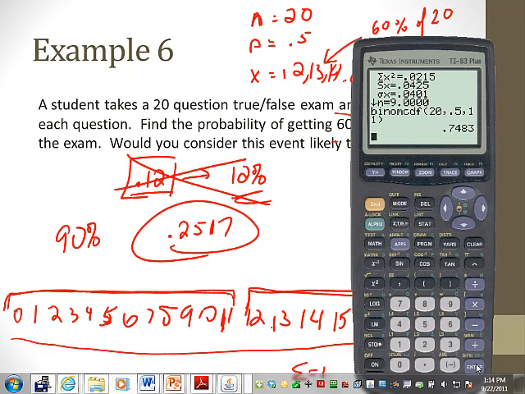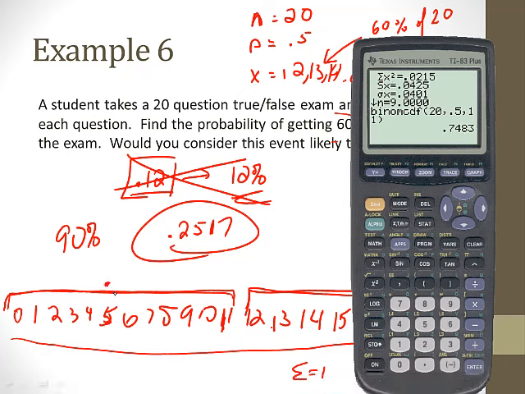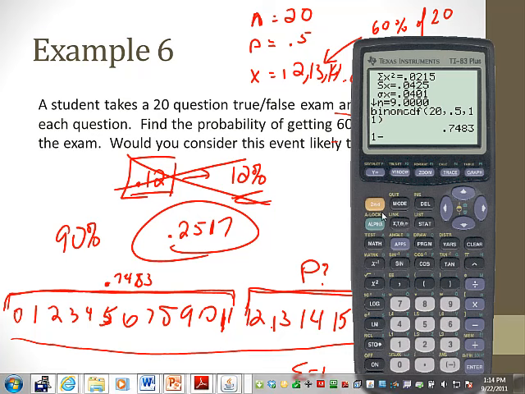So again, that is this probability. So that's 0.7483. I'm looking for this probability over here. This probability plus this one equals 1, so I just subtract from 1. So I just do 1 minus that. So 1 minus that, and I get 0.2517. The same thing I got before.